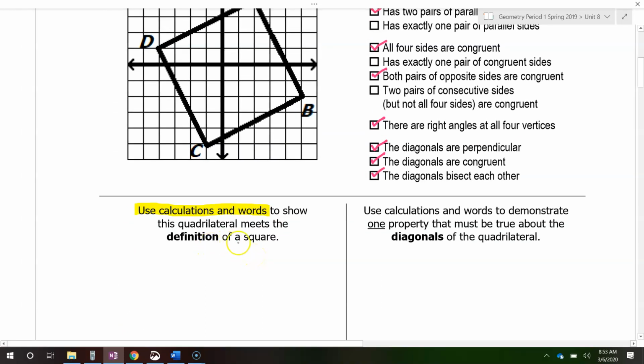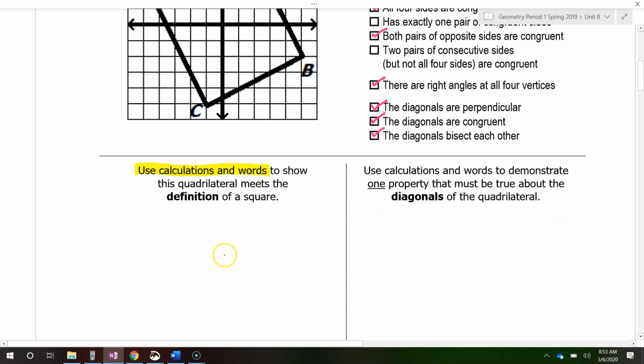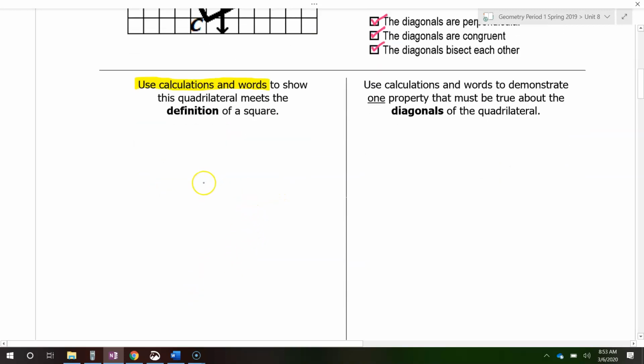Okay, so the definition of a square. What is the definition of a square? Right, four sides congruent and four right angles. All right, so we have our work kind of cut out for us. So here's my introduction.